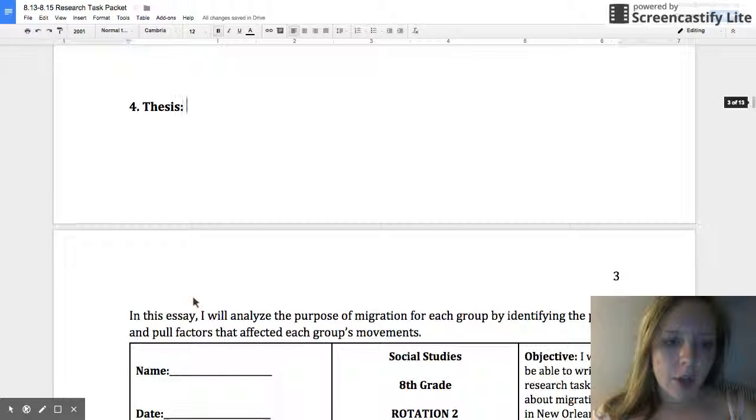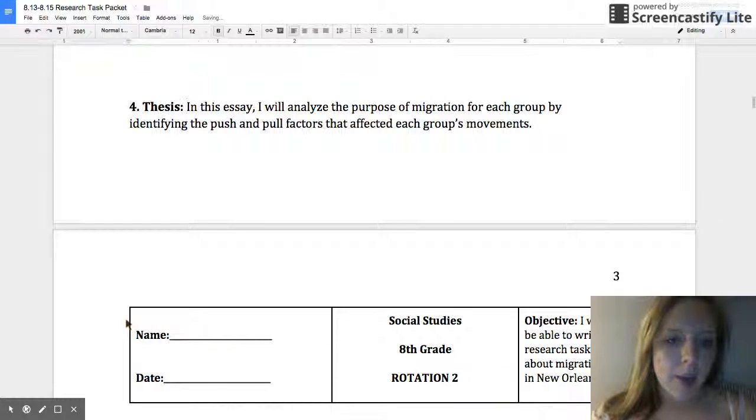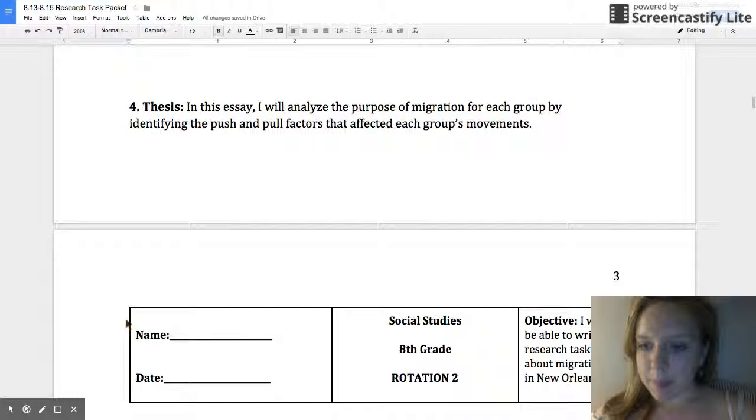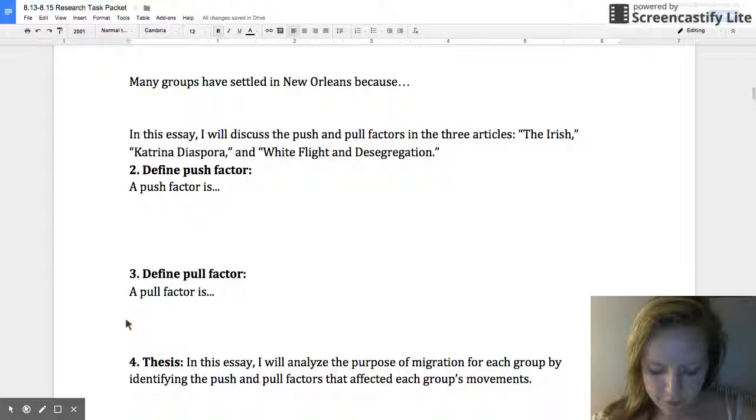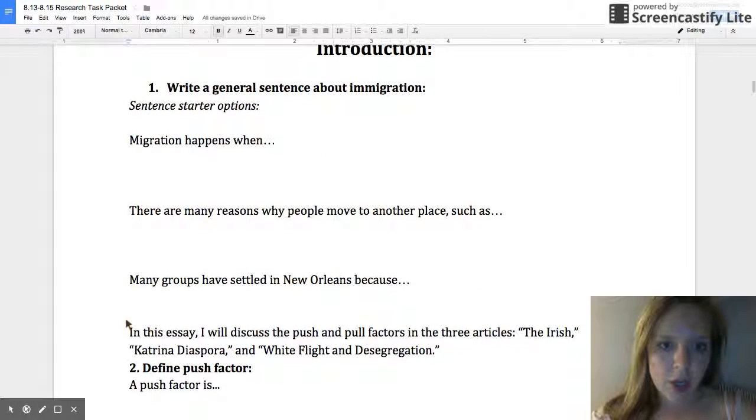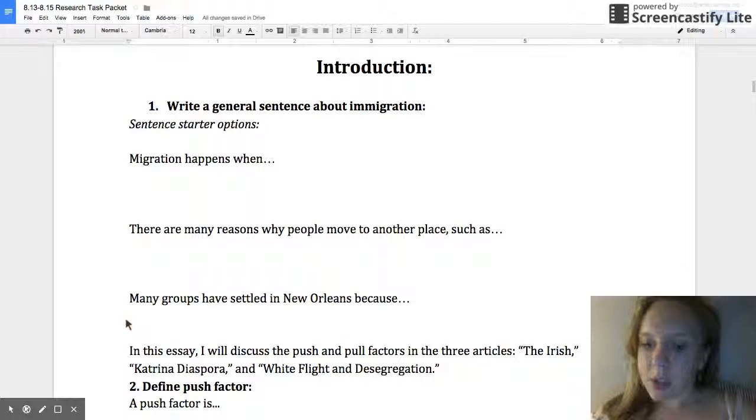Finally, we are at your thesis. In this essay, I will analyze the purpose of migration for each group by identifying the push and pull factors that affected each group's movement. So why did they move and where did they go? All right, take a few more minutes to really fill out the rest of that introduction and make your introduction solid so that it's ready to go on Friday.